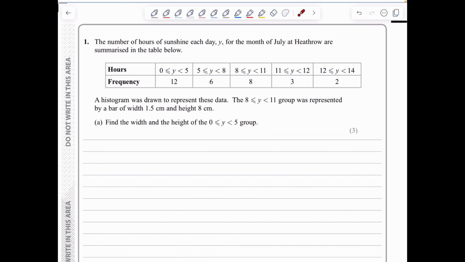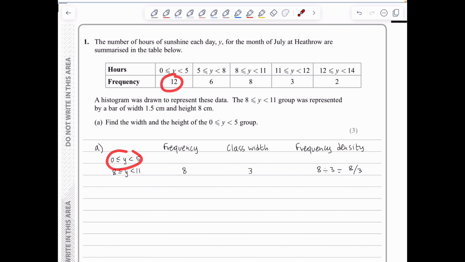I will start by drawing a table of frequency, class width, and frequency density. For the 8 to 11 class, we've got a frequency of 8, and the class width, given by the difference between the two class endpoints, is 3, and therefore the frequency density is 8 divided by 3, which is just 8 over 3. For the 0 to 5, we've got a frequency of 12, as we can see from the table, and the class width is obviously 5. So 12 divided by 5 is equal to 2.4. That's the frequency density for the 0 to 5 class.